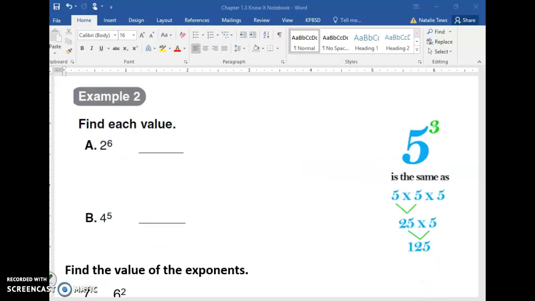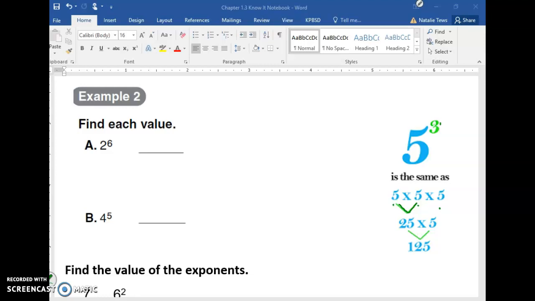Okay, I want to draw your attention over here to this diagram I have for you. Notice it's 5 to the third power, so they went 5 times 5 times 5. Okay, so you're going to have to write that out. Then they went 5 times 5 is 25, and they brought down the other times 5. Then they went 25 times 5 is 125.